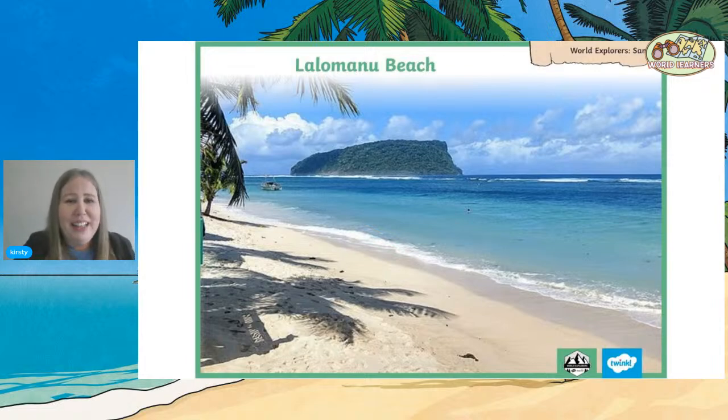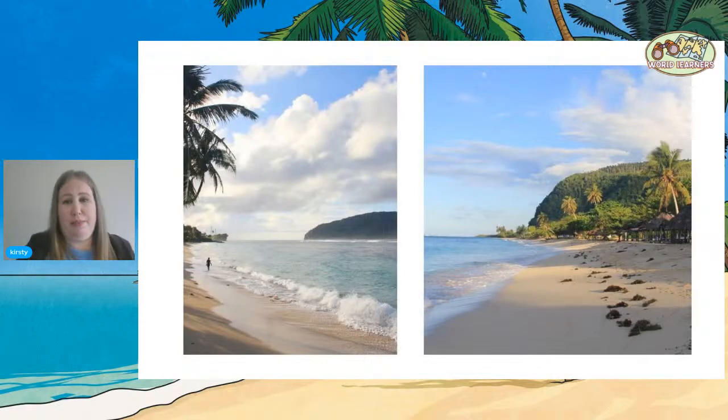So this is Lalomanu Beach in Samoa. It's got beautiful white sand, well, we can see it there, and views of the smaller Samoan islands from that beach. It's believed to be one of the best beaches in the world. What do you reckon? I wish we could book flights right now. That would be nice. It does look amazing, doesn't it?